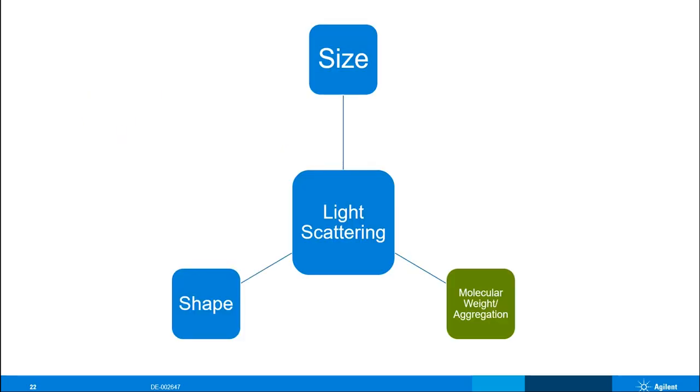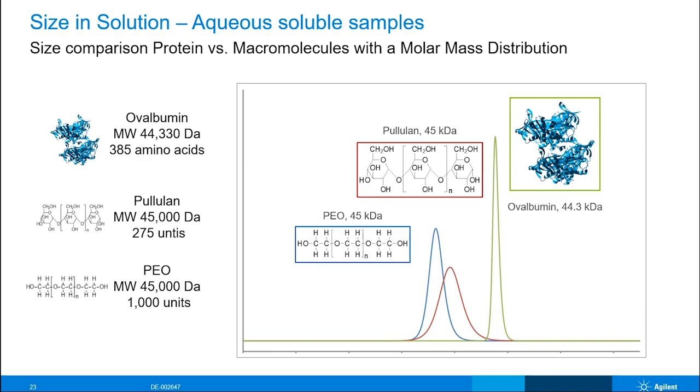So in this slide here, what we have is, let's say, a more complete version of this macromolecules in solution slide from earlier. What you'll note is we now have three different materials: ovalbumin, polyolane, and polyethylene oxide. All of these are right around 45 kilodalton. Granted, they're all very different in size in terms of their repeat units. We're looking at 385 amino acids for ovalbumin, a 275 unit repeat for polyolane, and about 1,000 repeat units for polyethylene oxide.